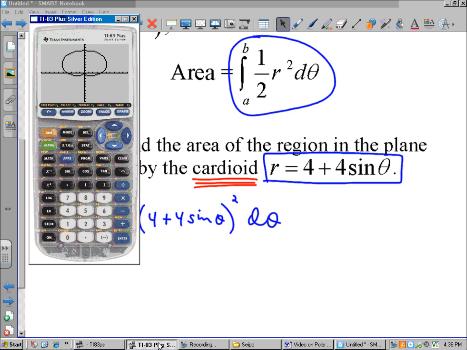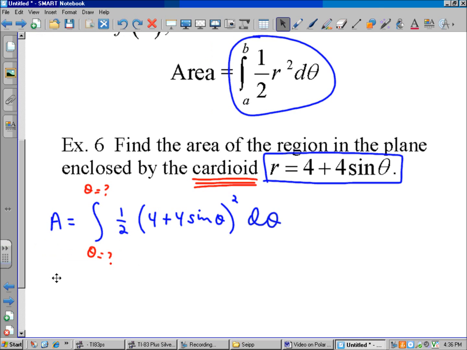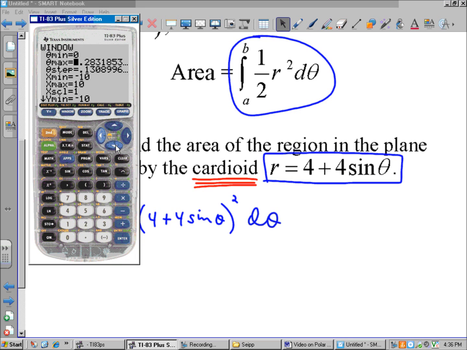So if I wanted the area of that, I would integrate this from 0 up to 2 pi. Why 0 up to 2 pi? Because that's how long it takes me to graph the entire curve. If I went to like 5.7, I wouldn't quite finish the curve. So I've got to go all the way to 2 pi to get that curve in.